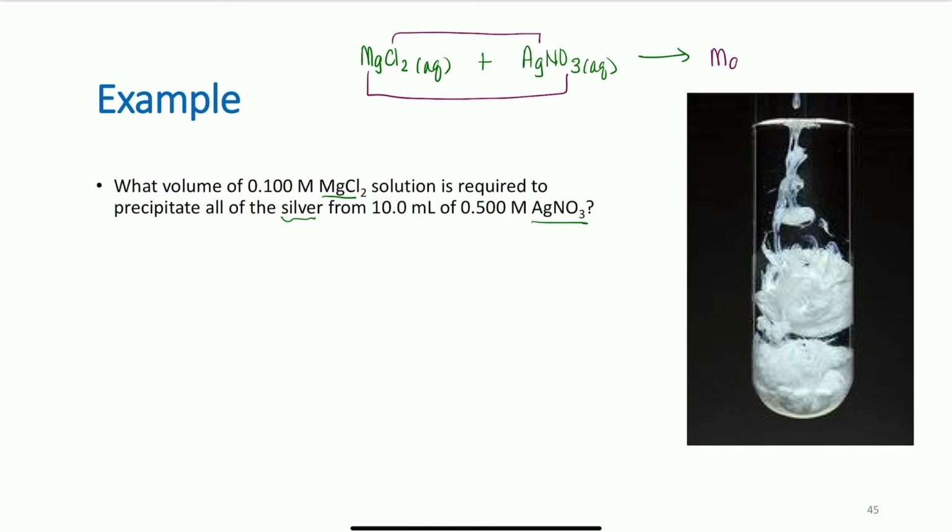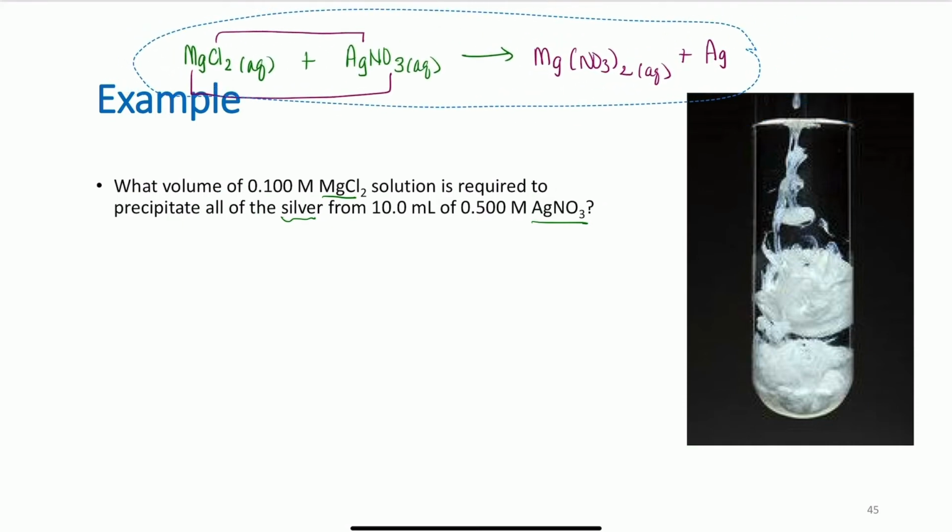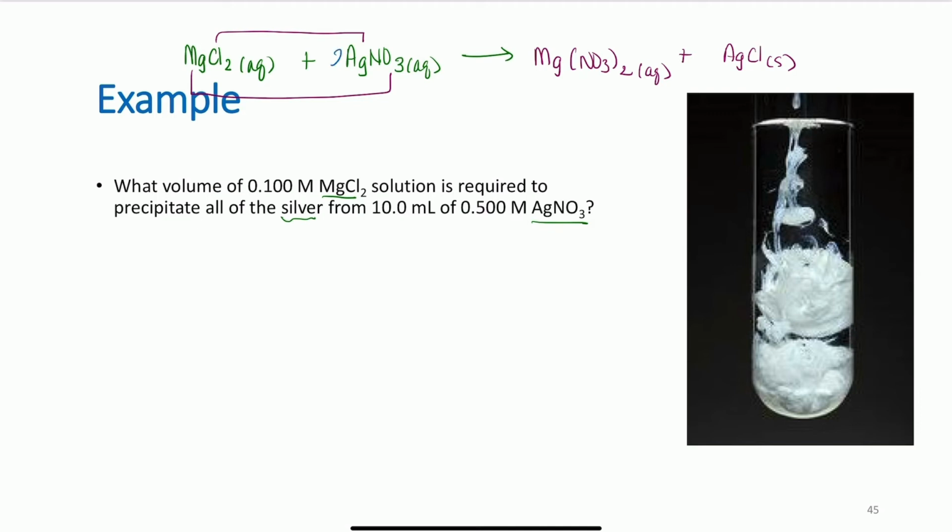We're going to form magnesium nitrate, which is aqueous, and silver chloride, which is insoluble. Now the question doesn't specifically tell me, but I am crashing out all of that silver as silver chloride. Balance my equation. I need 2 nitrates here to balance out my nitrates, 2 here to balance out my silver and my chloride.